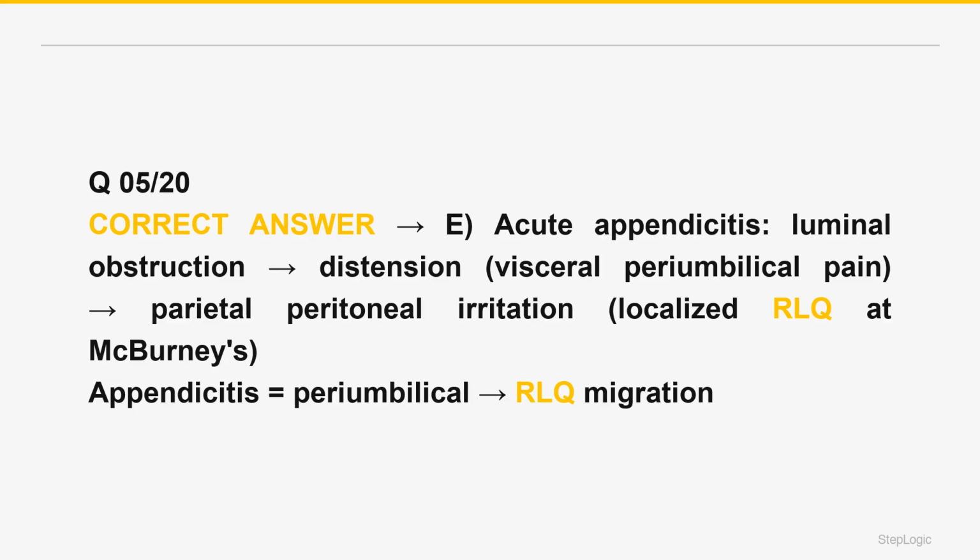The classic pain migration is the high-yield mechanism. Early on, the distended appendix produces visceral pain, which is poorly localized and referred to the periumbilical region. The appendix is a midgut structure, referred to the T10 dermatome. As inflammation progresses to involve the overlying parietal peritoneum, the pain becomes sharp and localized to the right lower quadrant at McBurney's point, with rebound tenderness, Rovsing, psoas, and obturator signs. The visceral to parietal transition explains the periumbilical to RLQ migration in acute appendicitis.